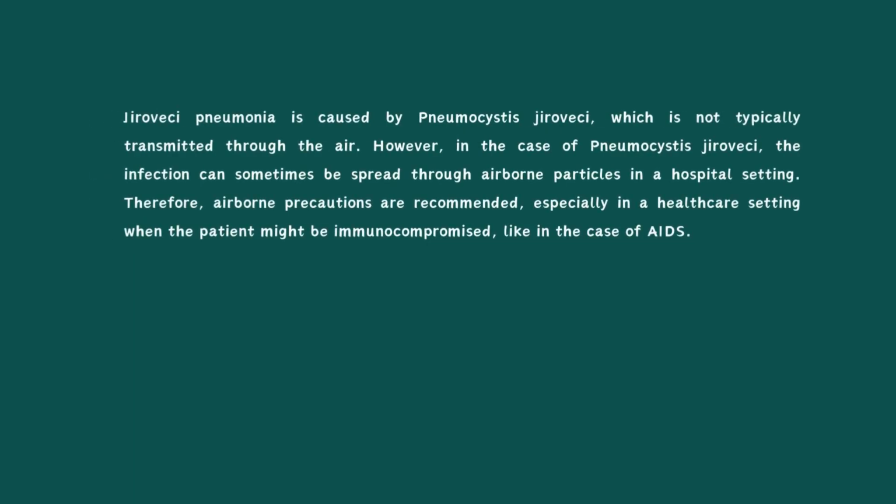Pneumonia is caused by Pneumocystis jirovecii, which is not typically transmitted through the air. However, in the case of Pneumocystis jirovecii, the infection can sometimes be spread through airborne particles in a hospital setting. Therefore, airborne precautions are recommended, especially in a healthcare setting when the patient might be immunocompromised, like in the case of AIDS.